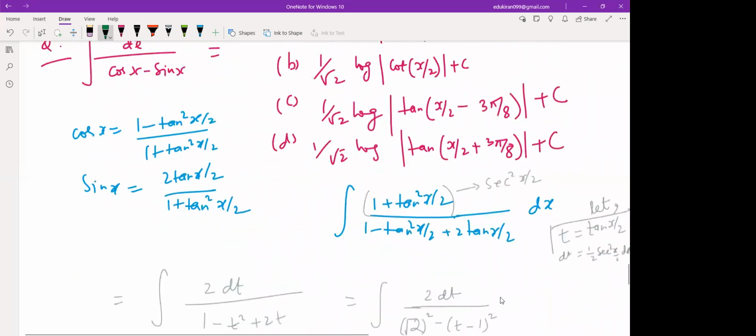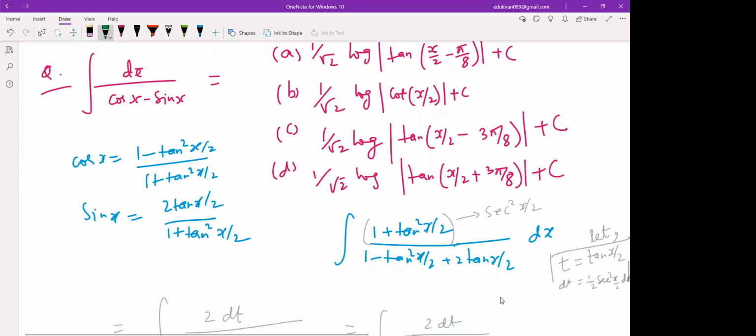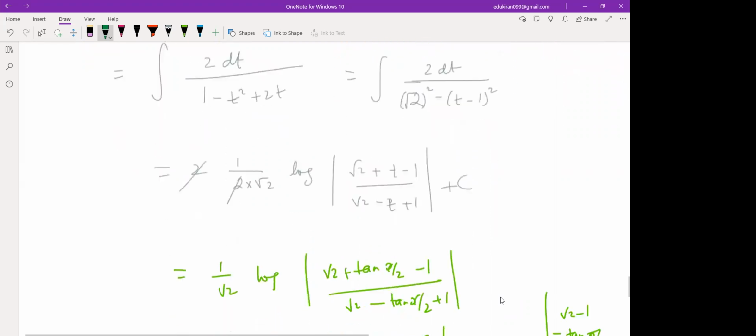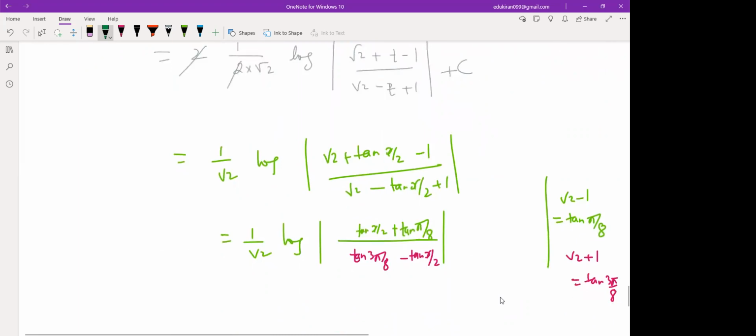I think the error is there from their side, because I think the calculation is all fine. Root 2 square minus t minus 1 whole square, then there should not be this thing. This you cannot write it like that now. Have you got till here? Who has given the answer? Marita has given the answer. Have you got till here, Marita?